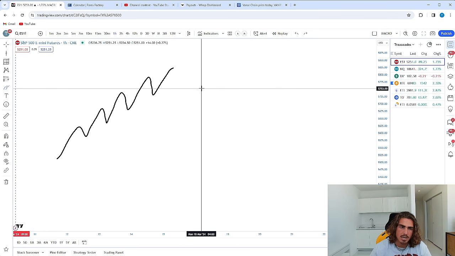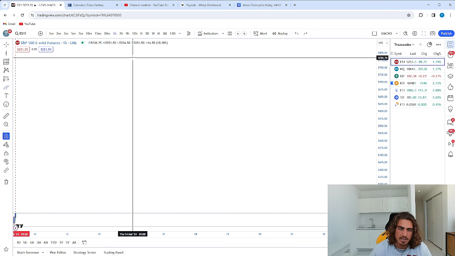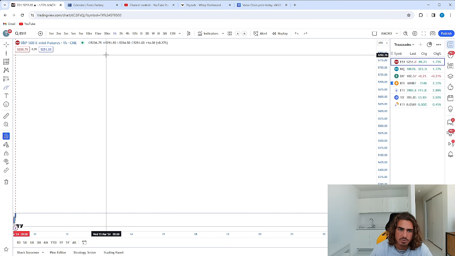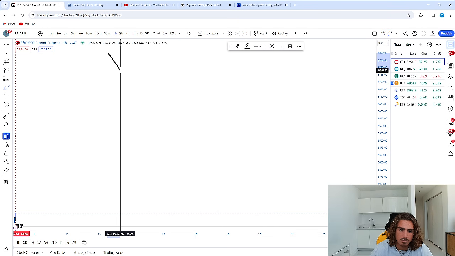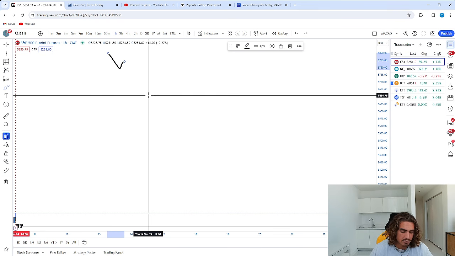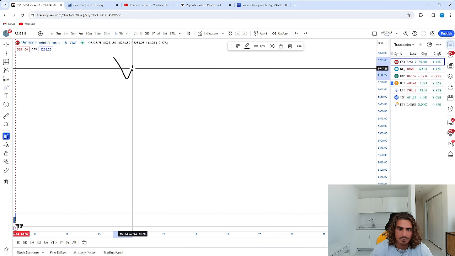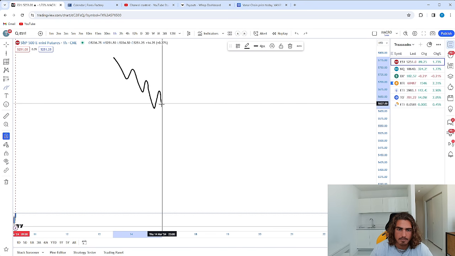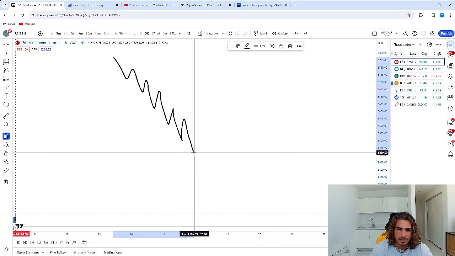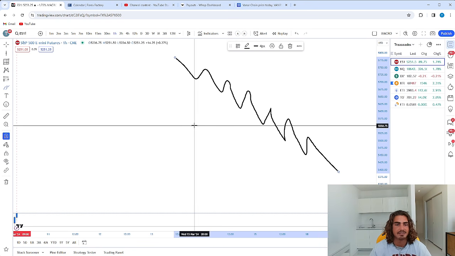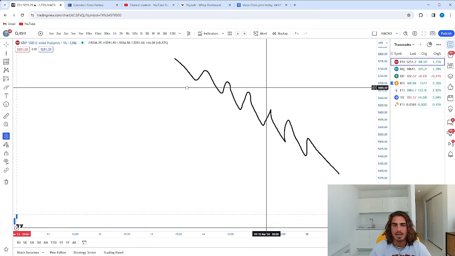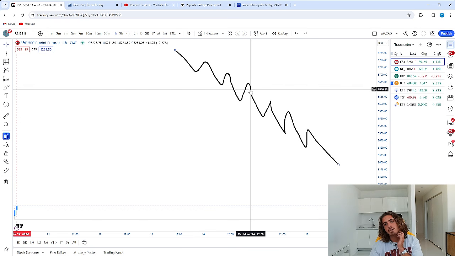Now let's talk about it in a downtrend. Let's see if I can draw this one as good as I drew the other one. It's already worse. Let's try again. It's already really bad. That's as good as it's gonna get. Wow, okay, that's better.